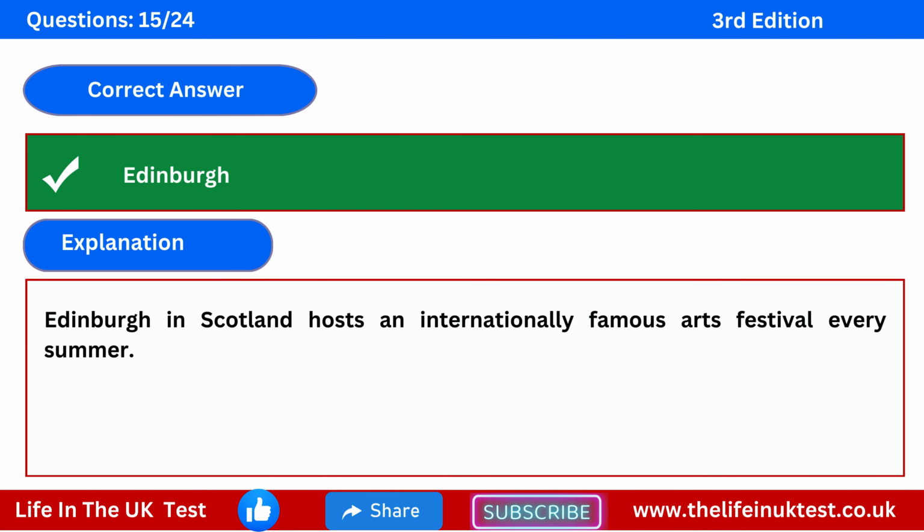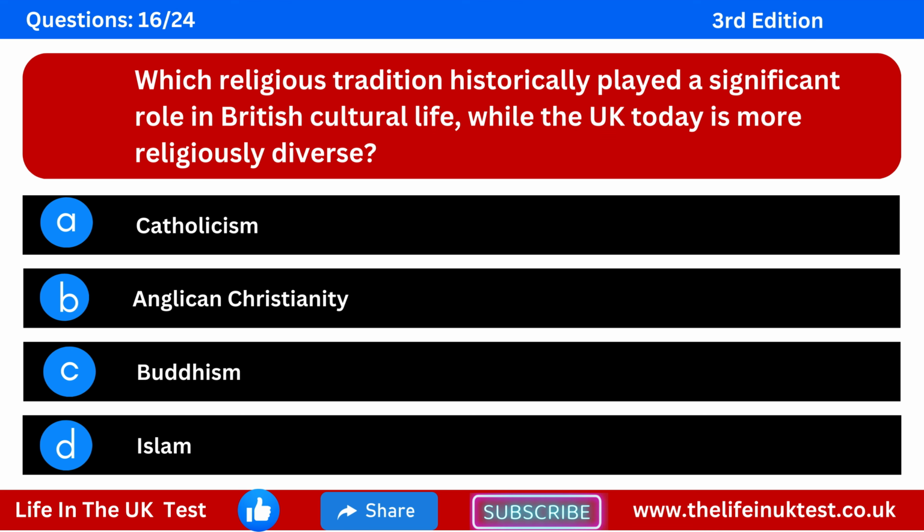The correct answer is Edinburgh. Explanation: Edinburgh, in Scotland, hosts an internationally famous arts festival every summer. Question 16. Which religious tradition historically played a significant role in British cultural life, while the UK today is more religiously diverse? Option A, Catholicism. Option B, Anglican Christianity. Option C, Buddhism. Option D, Islam.